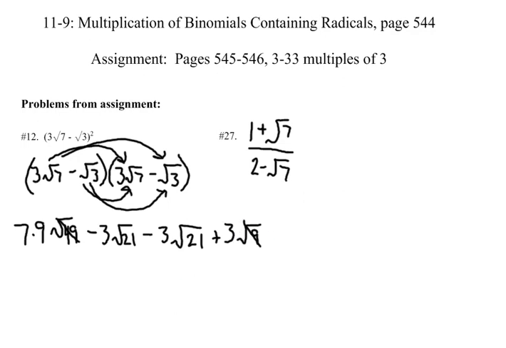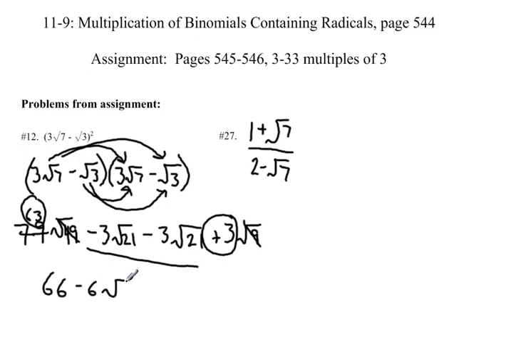So your last step is to simplify like terms. 9 times 7 is 63. So I'm going to do 63 plus 3, which gives me 66. Negative 3 minus 3 more is negative 6 square roots of 21. And that's all you need for this one.